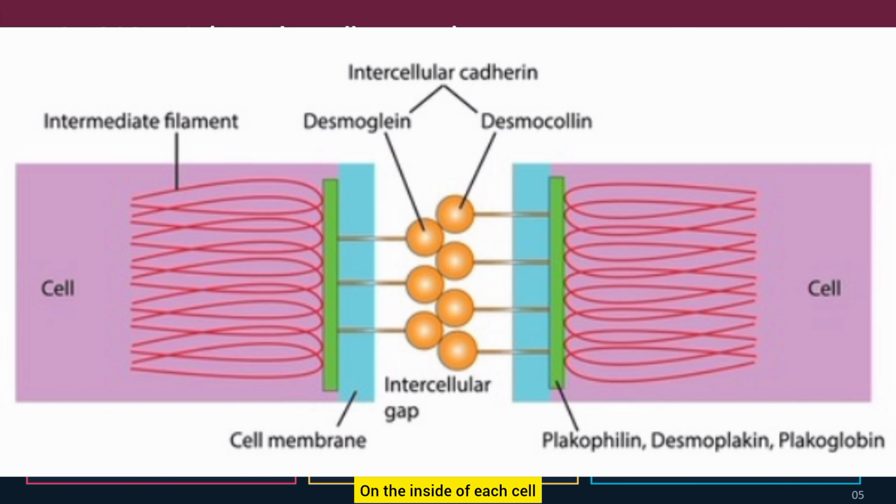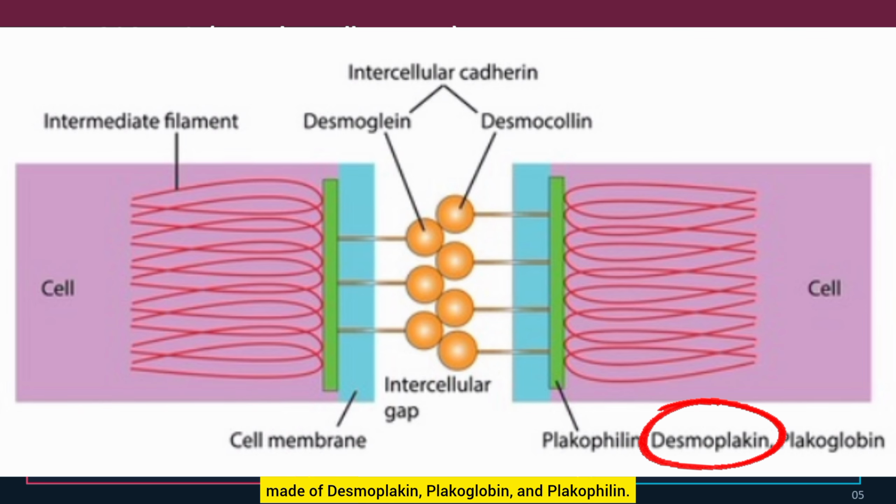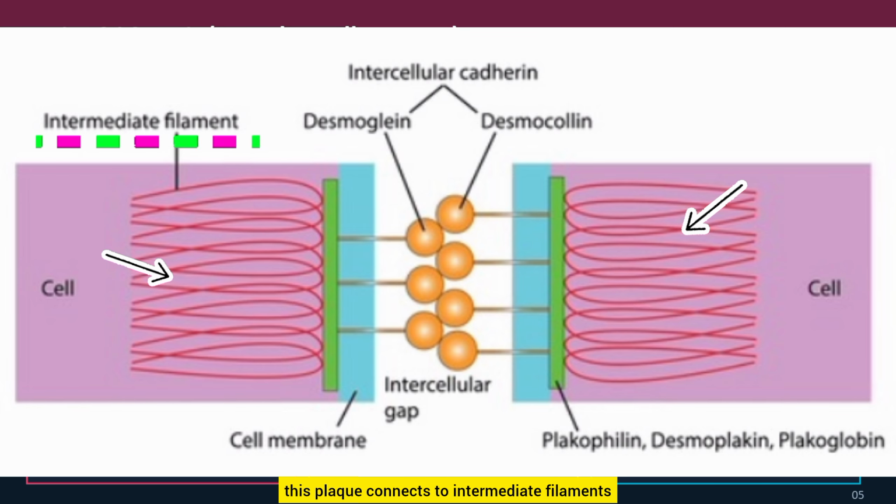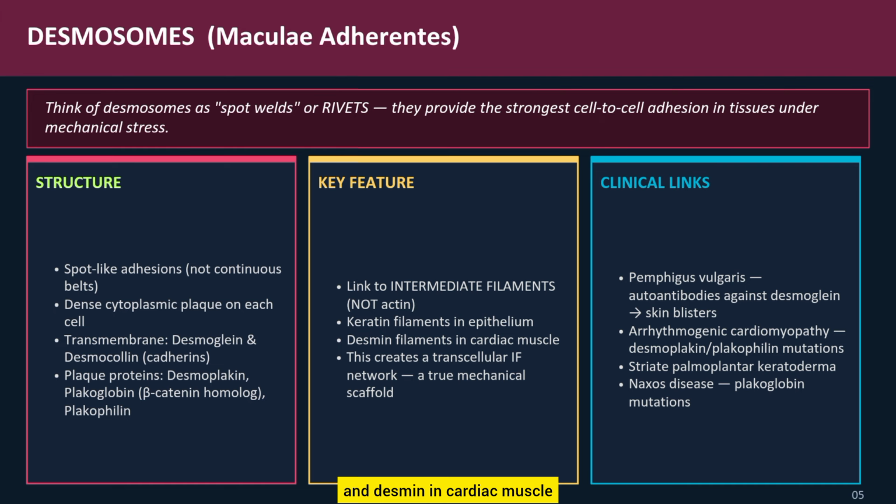On the inside of each cell, they connect to a dense cytoplasmic plaque made of desmoplakin, plakoglobin, and plakophilin. And critically, this plaque connects to intermediate filaments, specifically keratin in epithelial cells and desmin in cardiac muscle. This is a huge distinction to remember. Desmosomes link to intermediate filaments, not actin. Write this down. It comes up in every exam.